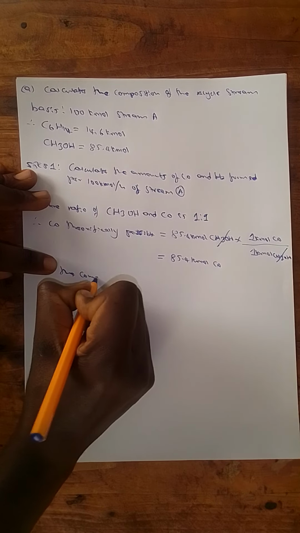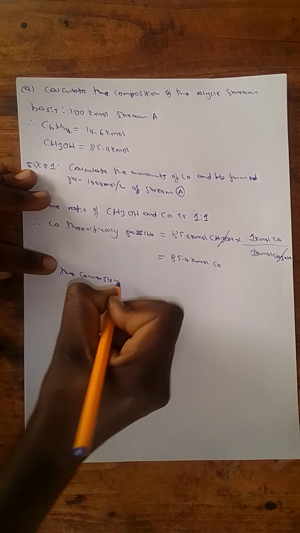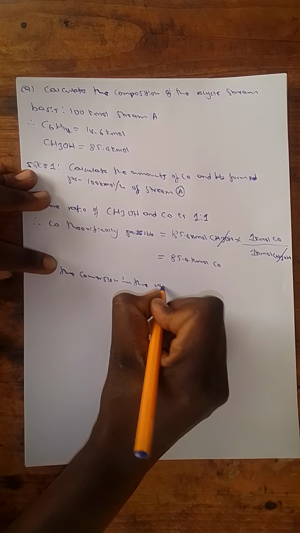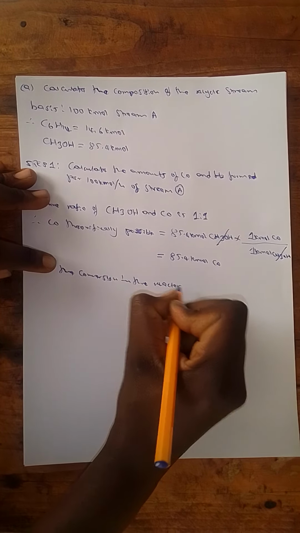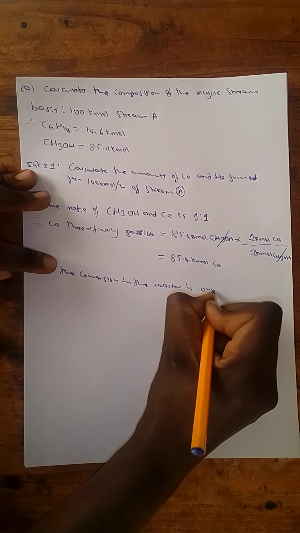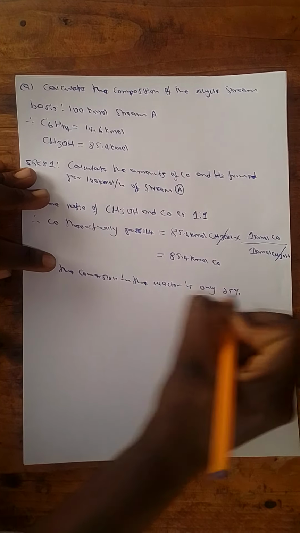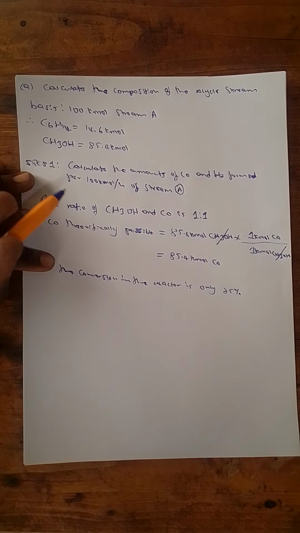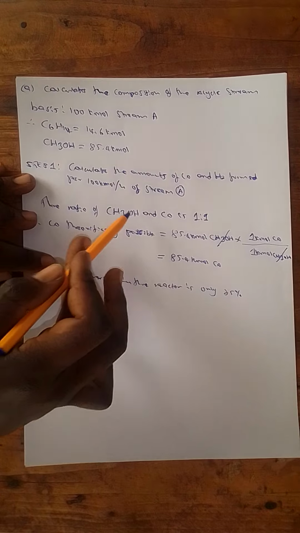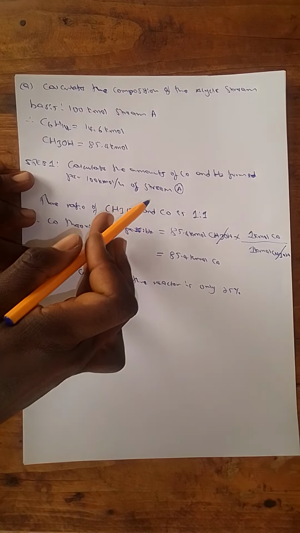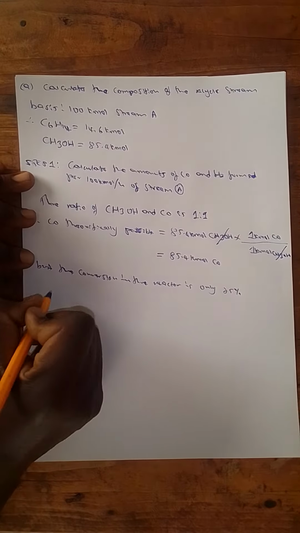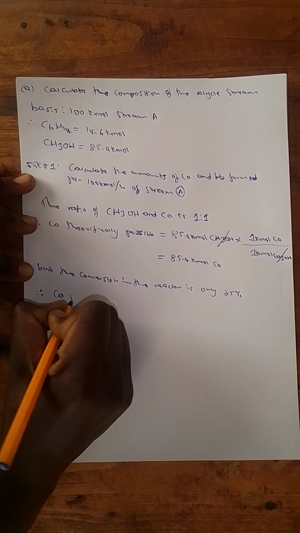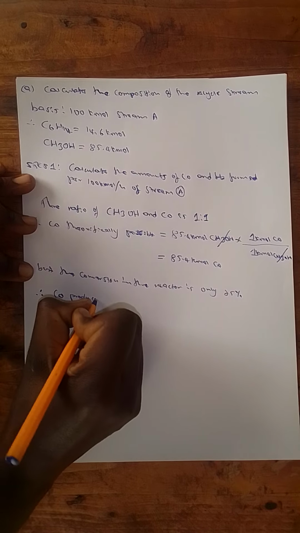the conversion in the reactor is only 25%, right? Which means that the conversion in the reactor is actually 25%, which means 25% of CH3OH did react to form CO, right? And now, if this is the case, then we can just say, therefore, CO produced, so that is the actual CO that is being produced.